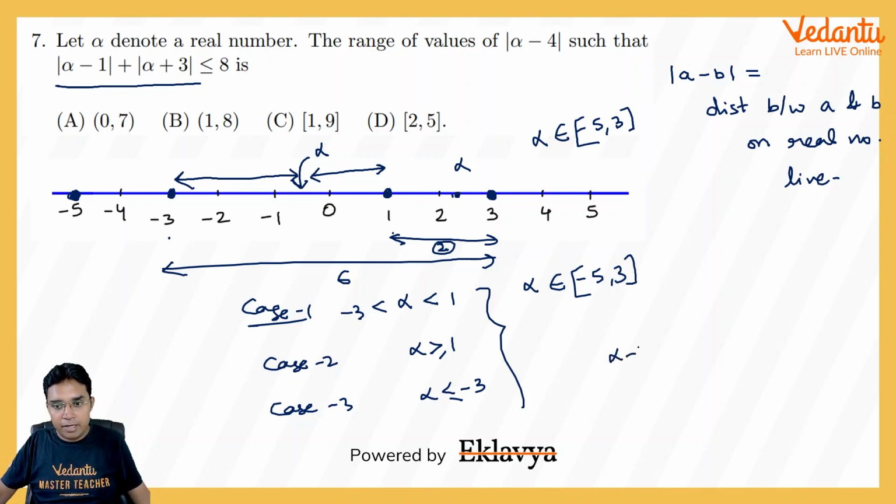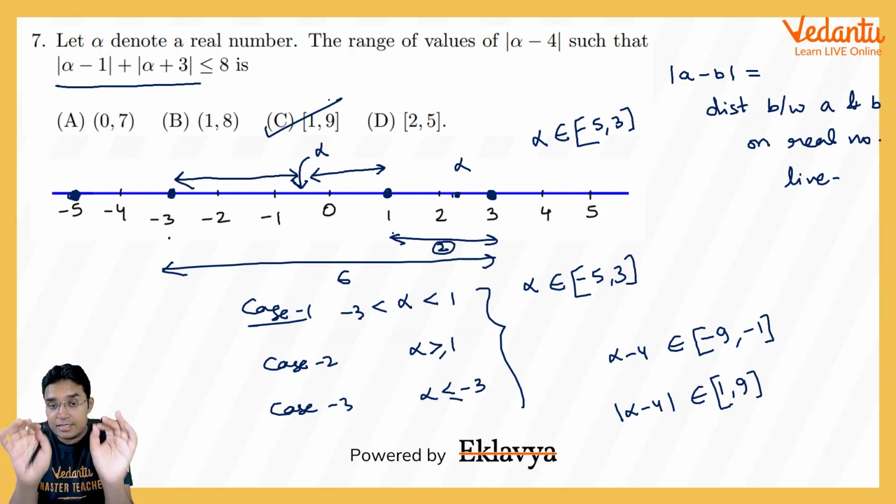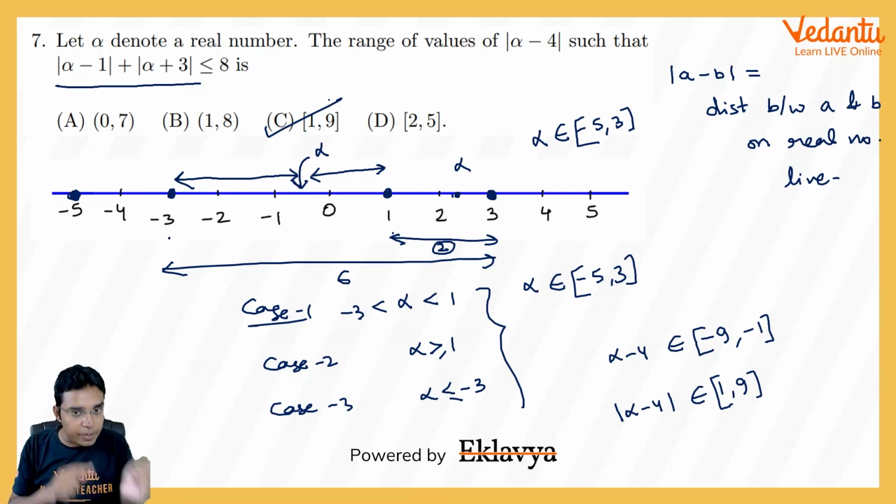Then alpha -4 will be taking values from -9 to -1. And then its mod of alpha -4 will be 1 to 9. We just have to make these numbers positive. So the answer will be C, that is 1, 9. Okay, so this is how this question can be done. I hope you have understood this distance method. If not, please repeat this video and see it again, because that is one very easy method.